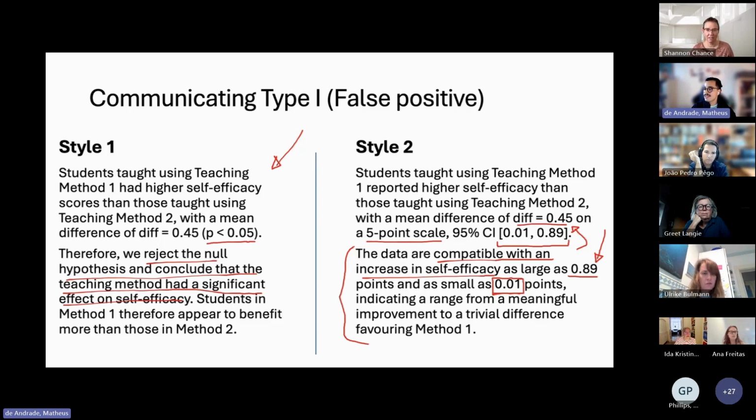And if we imagine that this is a teaching method that takes time, training, resources, expertise to implement, I don't think that I would try to implement it if someone told me from the get-go that improving my students' self-efficacy could be as small as 0.01. And here, I'm really trying to tap into the useful part of studies, because the same test that will give you statistical significance will normally also give you the confidence interval. And it is really important for us to report those.